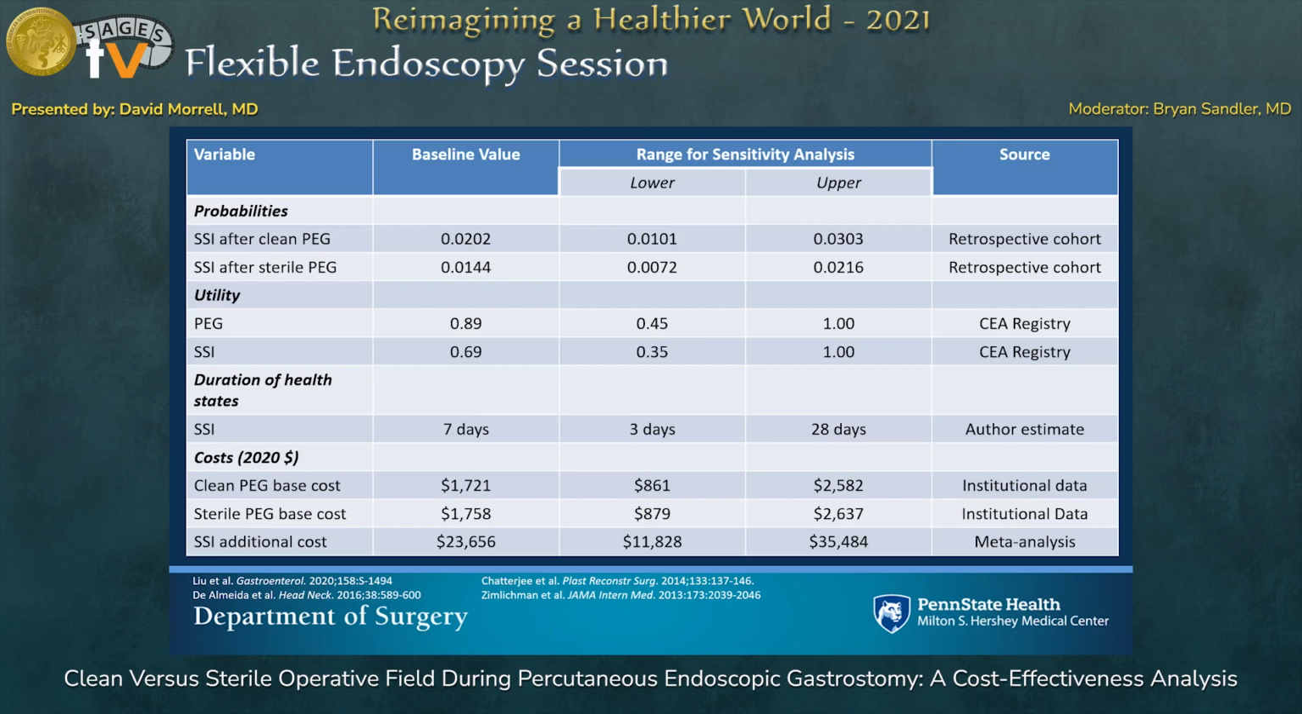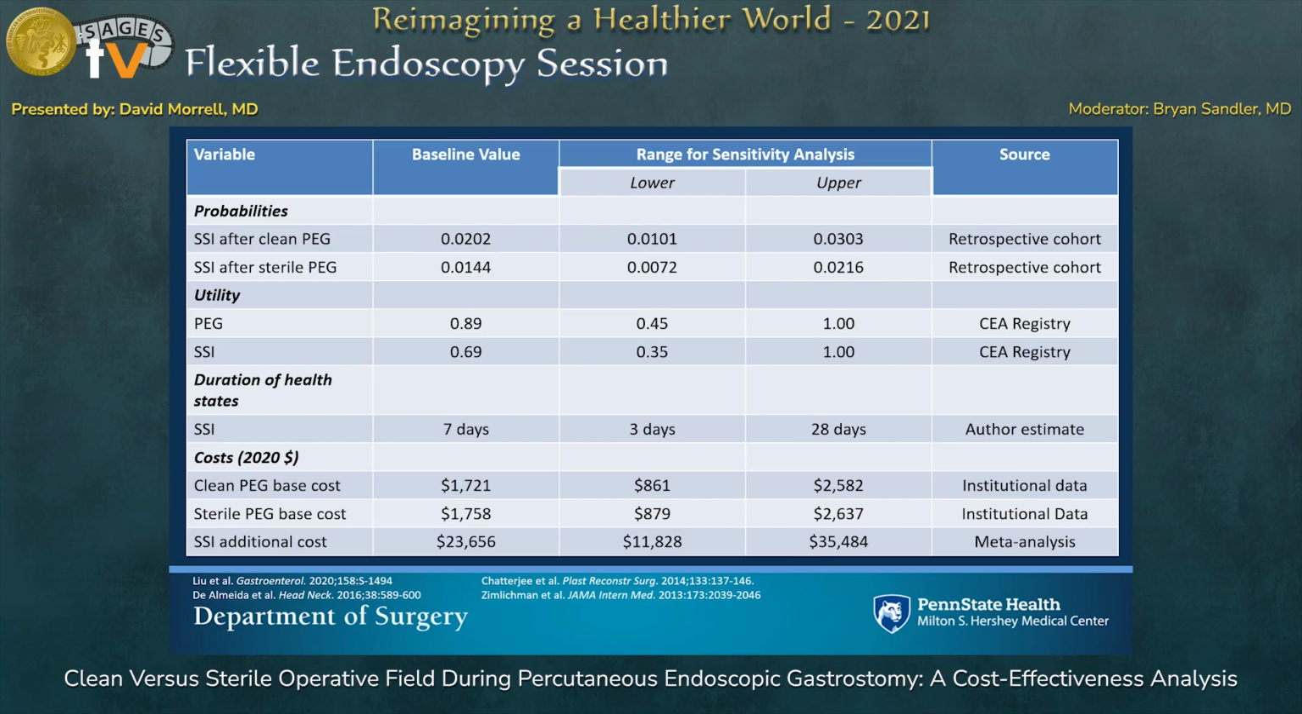Here are the parameters of our model. As noted, we had our retrospective cohort study from our group that we previously reported on that did not demonstrate a difference in SSI rates between the two groups, and we used the values from that study of an SSI rate of 2% after clean PEG and 1.4% after sterile PEG. We obtained the utility measures from a cost-effectiveness analysis registry, and we estimated the duration of the health states to aid in this decision analysis.